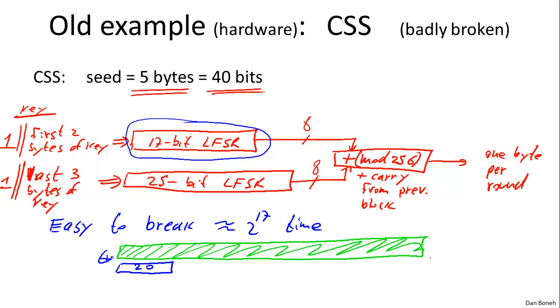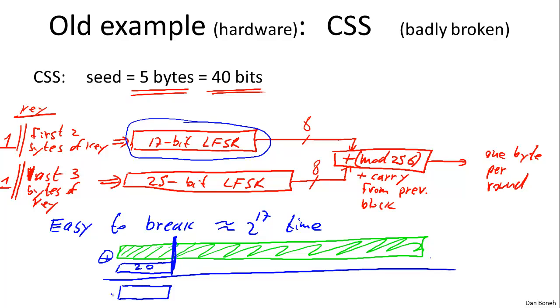We know that if you XOR these two things together, what you'll get is the initial segment of the PRG. So you'll get the first 20 bytes of the output of CSS, the output of this PRG. Now here's what we're going to do. We have the first 20 bytes of the output, and now we try all 2 to the 17 possible values of the first LFSR.